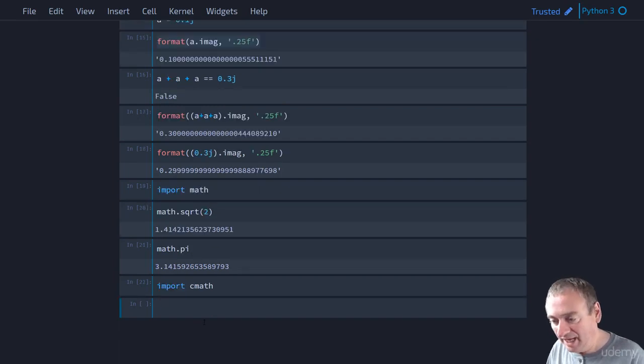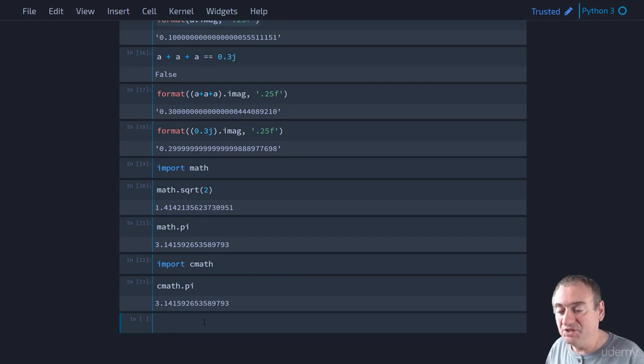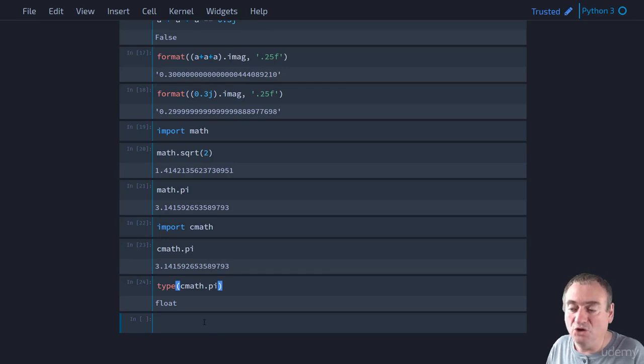So CMath has most of the functions that you find in the math library, like square root and exponents and sines, all the trig functions, the hyperbolic functions, all those are in there, as well as the arc functions. So let's take a look at some of those. Let's start with pi. Pi is also built in to the CMath library, and it gives us that. And let's look at the type. Is that maybe a complex number? Does the pi that comes from the complex module give us a complex number? And the answer is no.